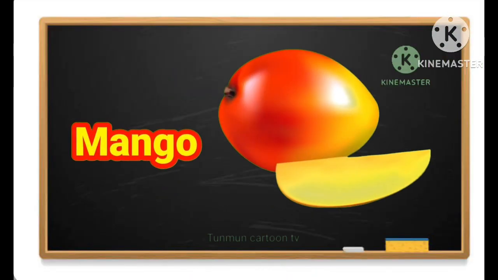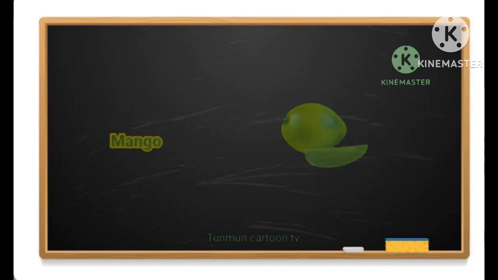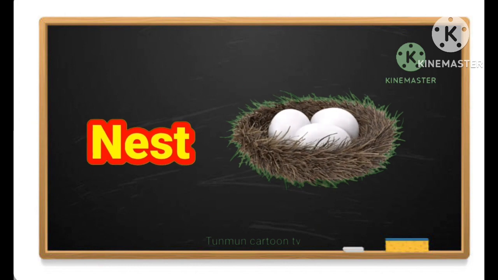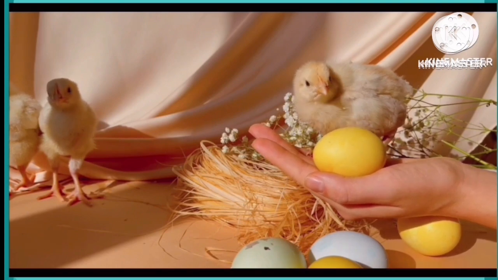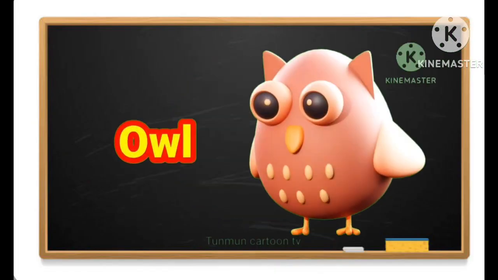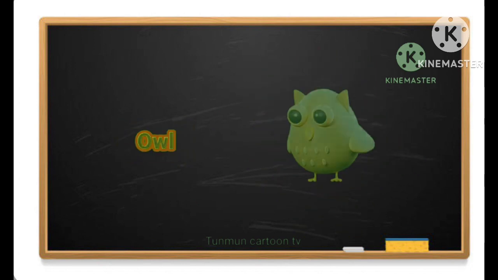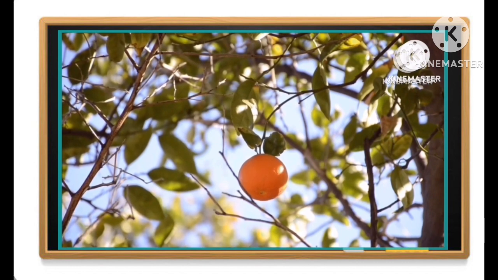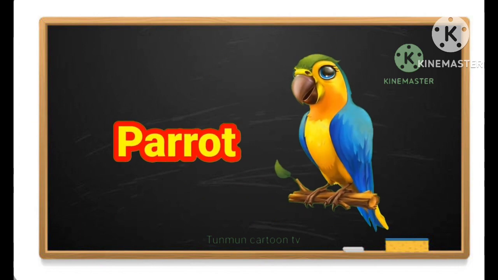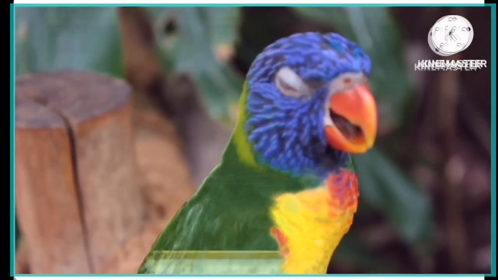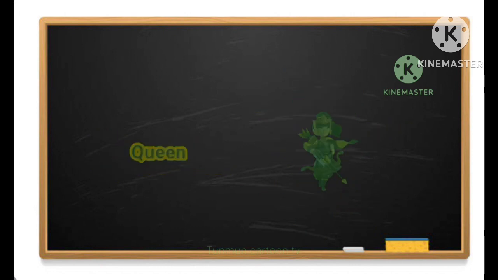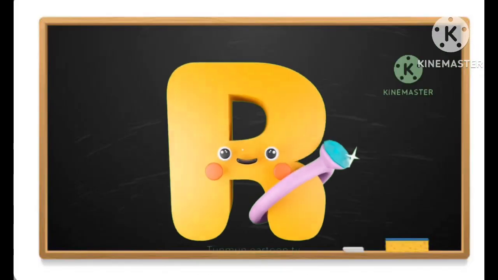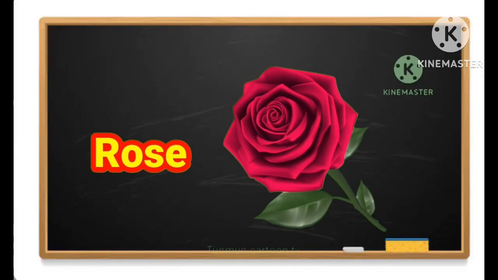M is for mango. N is for nest. O is for owl. P is for parrot. Q is for queen.